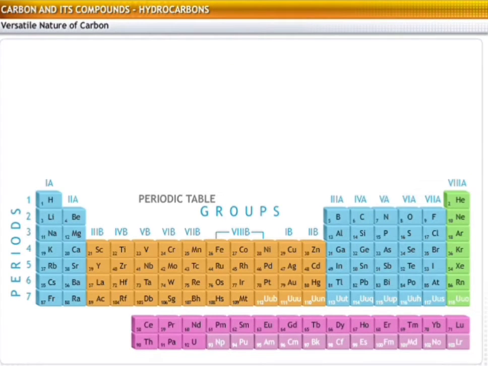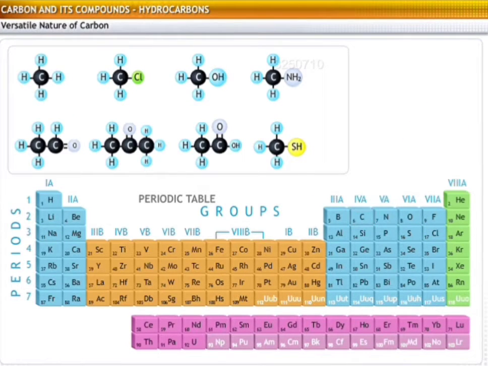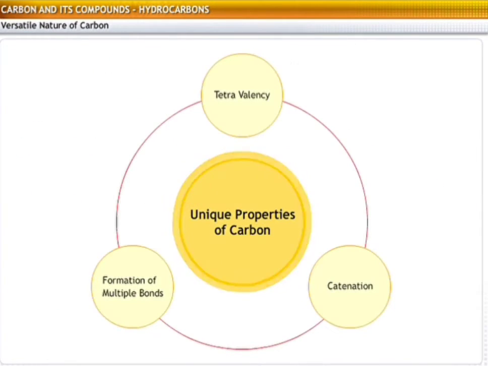Today, over 10 million organic compounds are known, and this number is constantly increasing. This number is far more than the total number of compounds of all other elements put together. The existence of such a large number of organic compounds is due to the unique properties of carbon. The unique properties of carbon are tetravalency, catenation, and formation of multiple bonds.